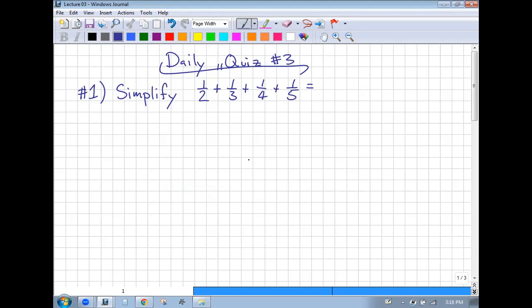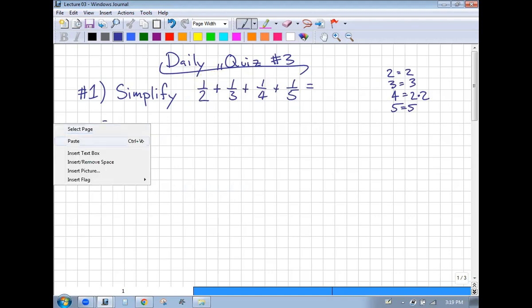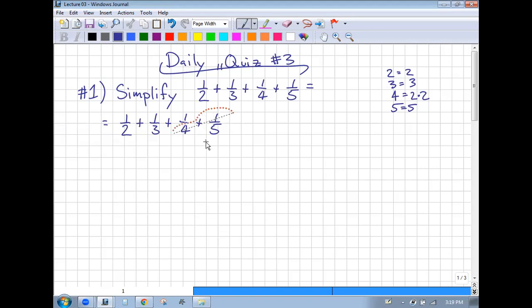One way to do this would be the prime decomposition here. Two is prime. Three is prime. Four is two times two, and five is prime. So if I took these and rewrote them in terms of their primes, all of them are going to be pretty much the same except for the 1/4 here. The 4 is a 2 times a 2. When you look at it like this, you can see this one has two twos, but this one only has one.